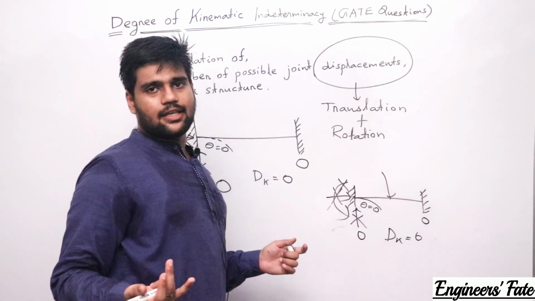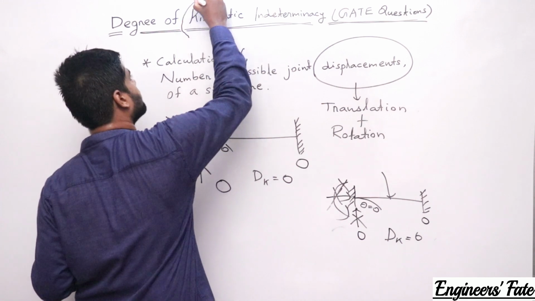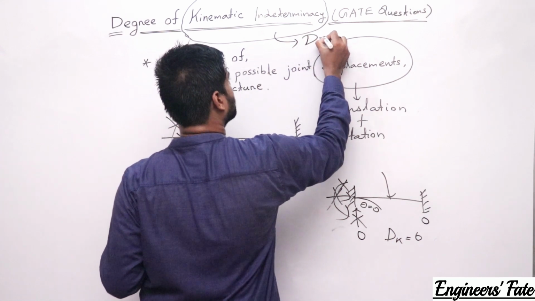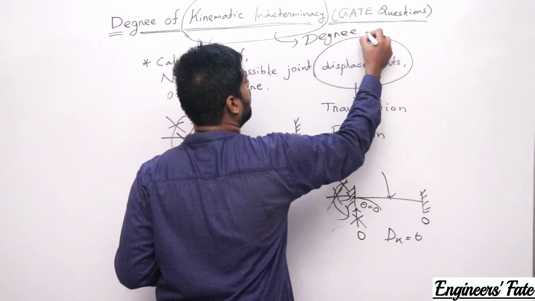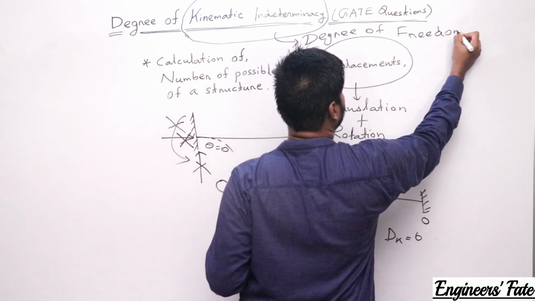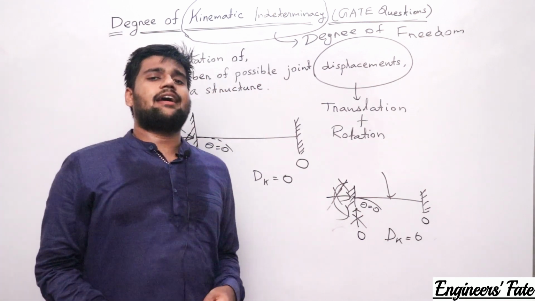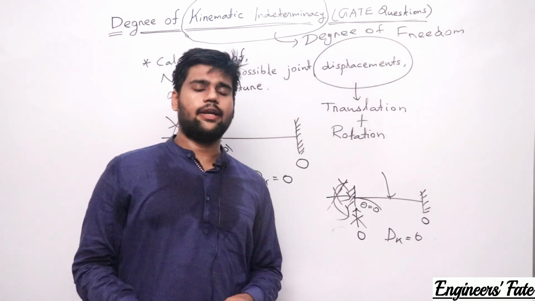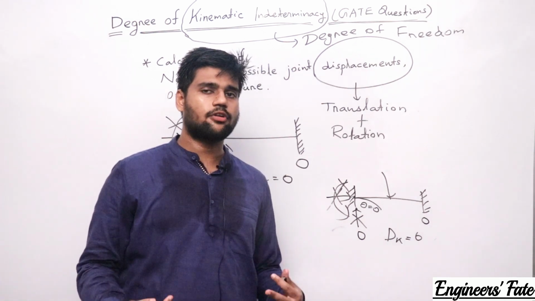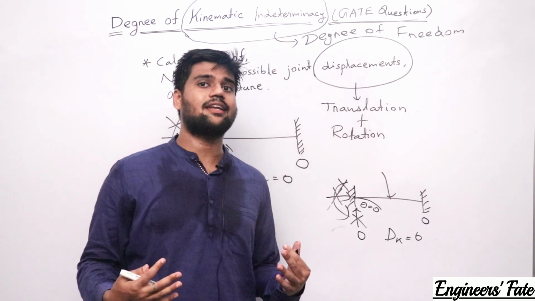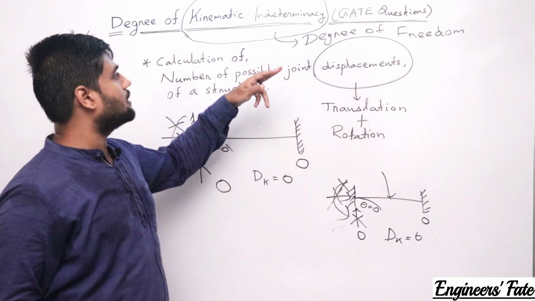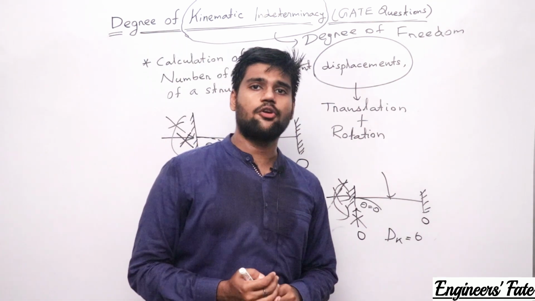Kinematic indeterminacy is also known as degree of freedom. Why do they call it degree of freedom? Freedom means free to move. Free to move, movement of what? Movement of the joints. Here we have to calculate the number of joint displacements, that is, the joints that can move. So the degree of kinematic indeterminacy is also known as degree of freedom. I hope you understand this.